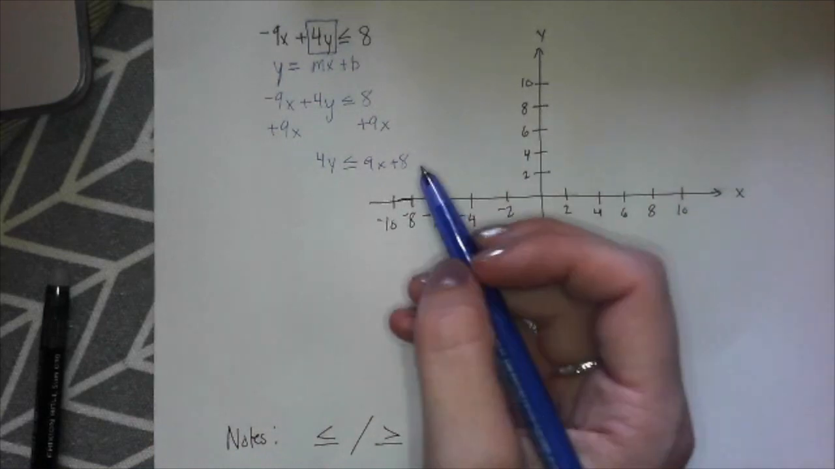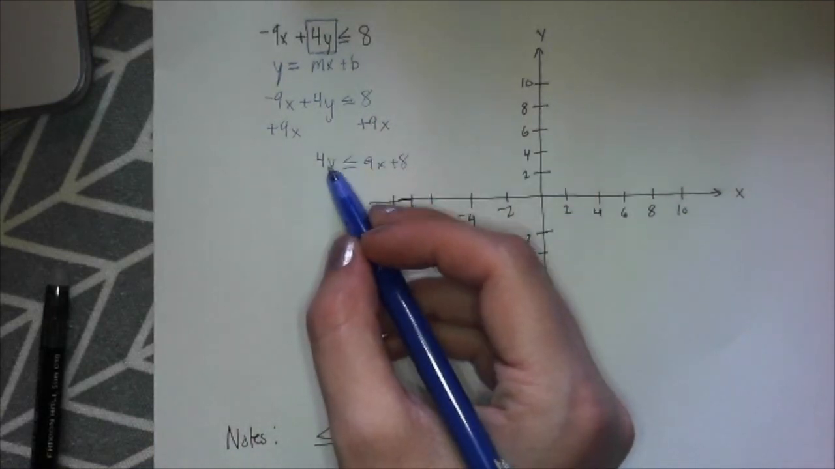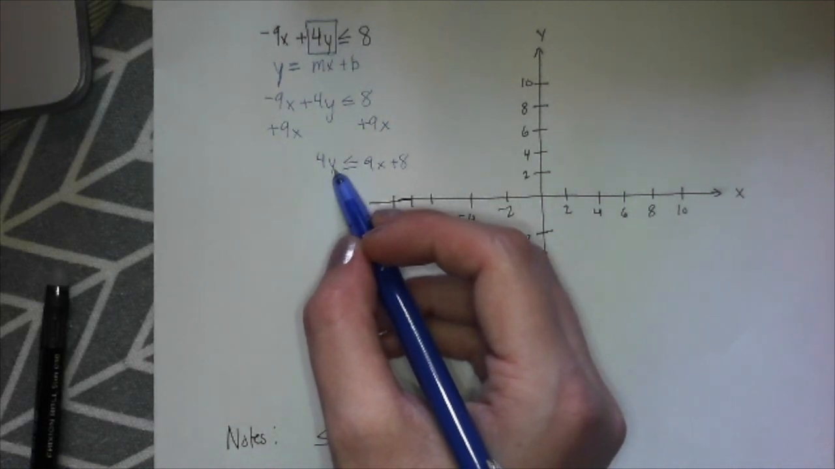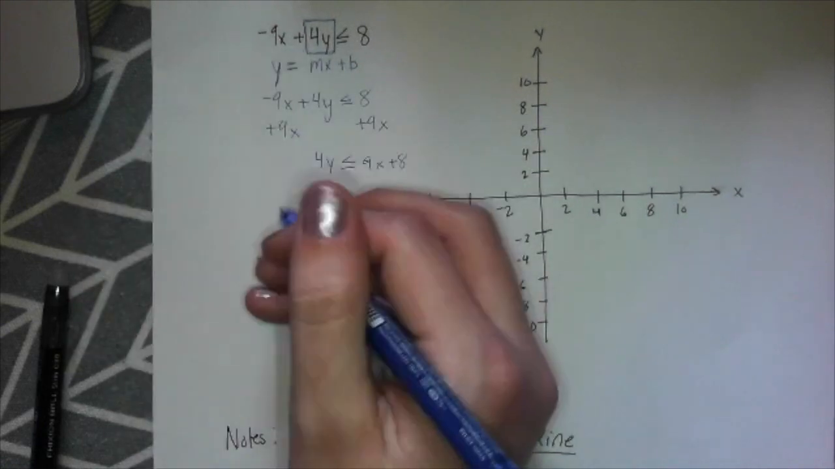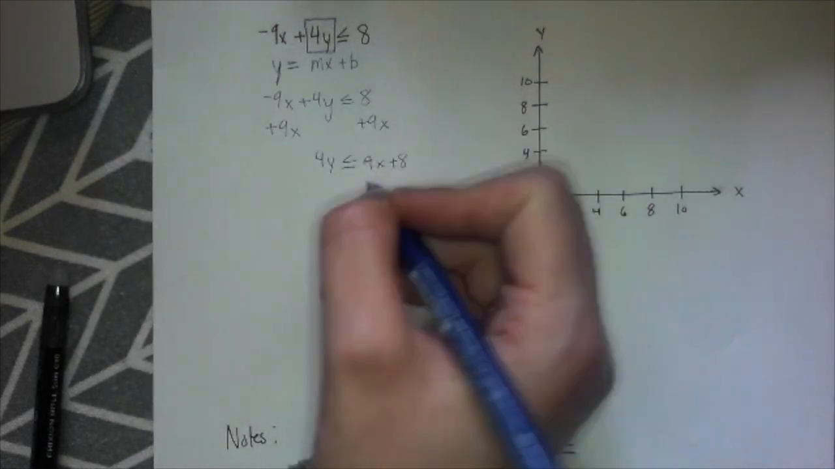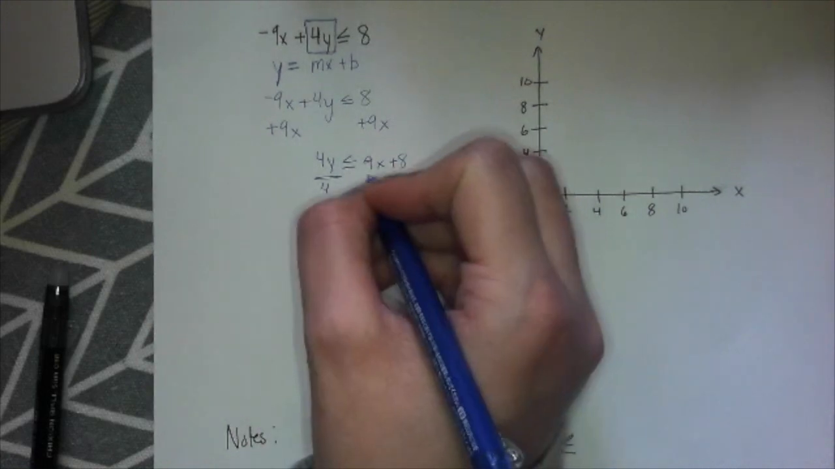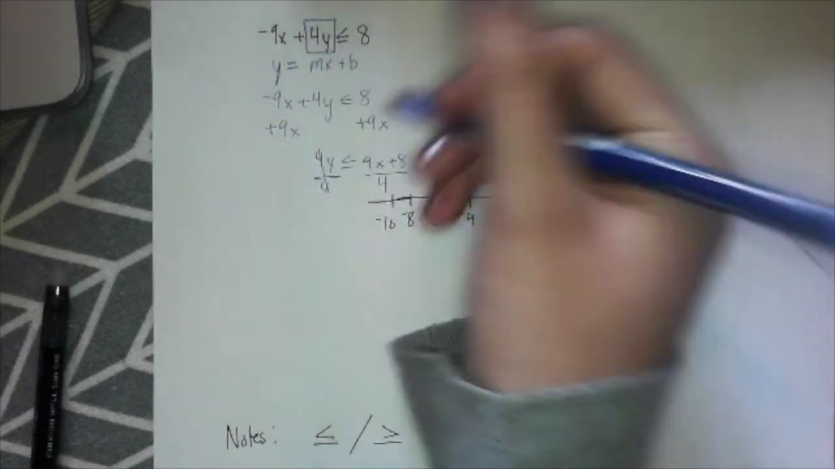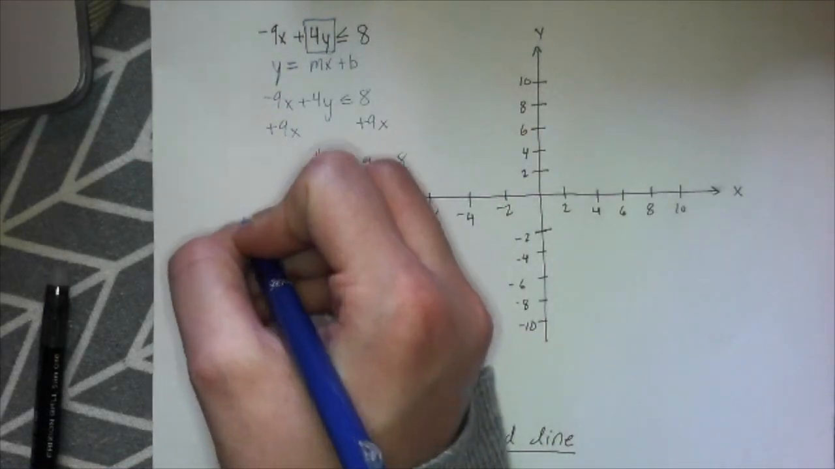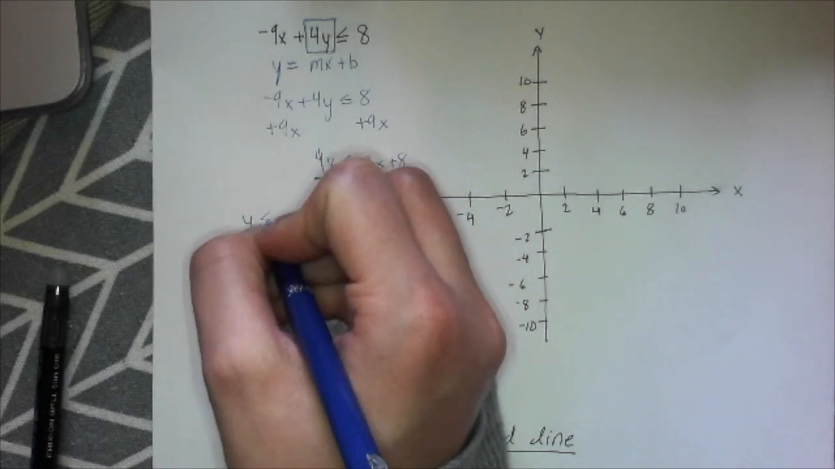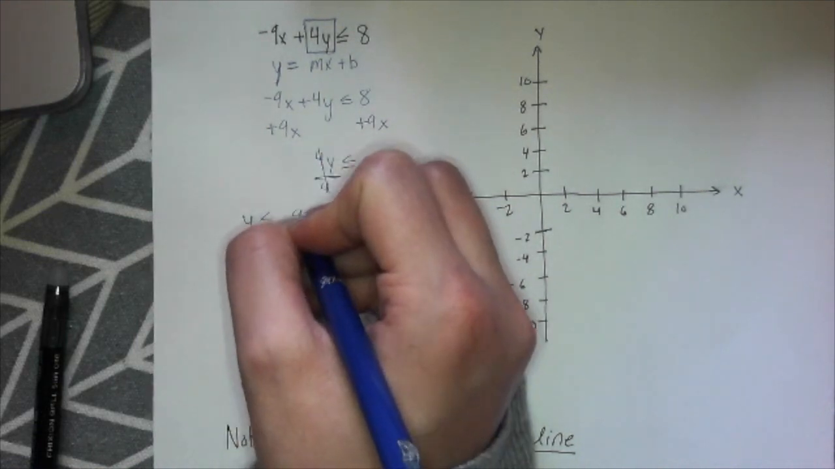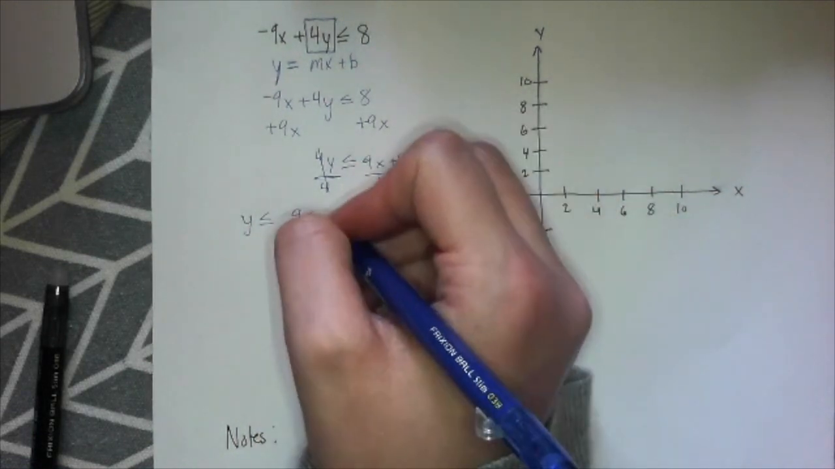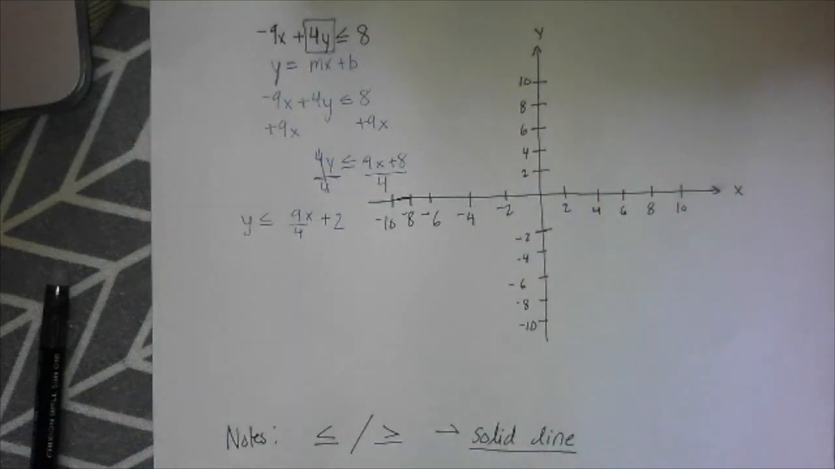But we're not finished, because we need to get rid of this 4 that's in front of the y. When we have a number in front of a variable like this, it means 4 is being multiplied by y. And what undoes multiplication? Division. So we need to divide by 4, not by 4y, to get y completely by itself. So the 4's cancel. I'm going to rewrite it over here, and we are left with y is less than or equal to 9 over 4x plus 8 divided by 4, which gives us 2.